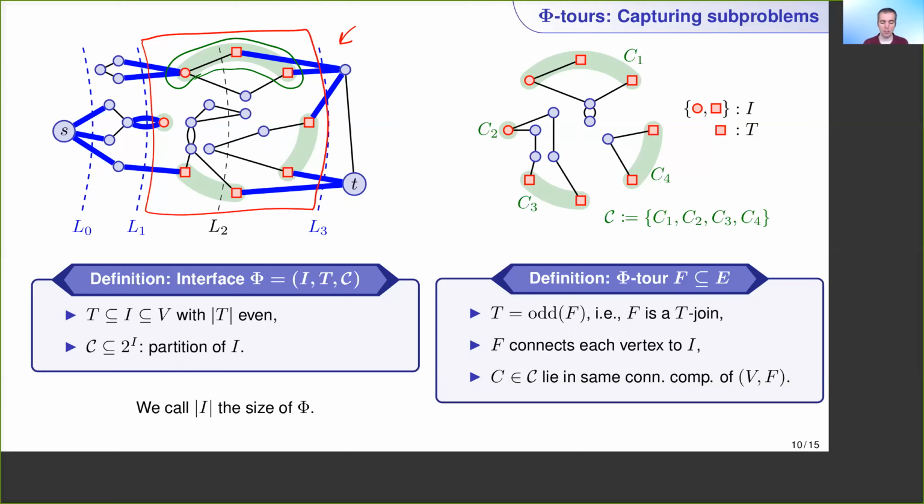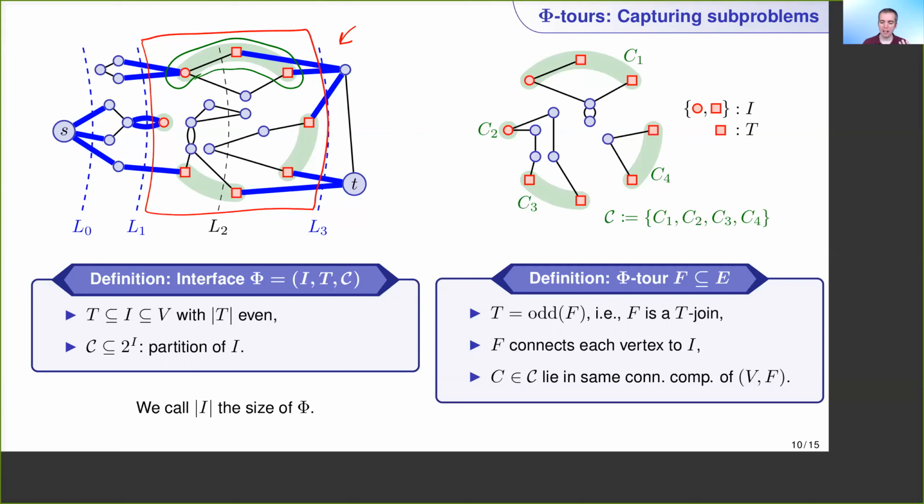So let me just recast things in a more abstract way. What I just did is I defined what I'd like to call an interface. An interface consists of so-called interface vertices, the vertices I, the red ones. A subset of those is in T, and we have a partition on the interface.